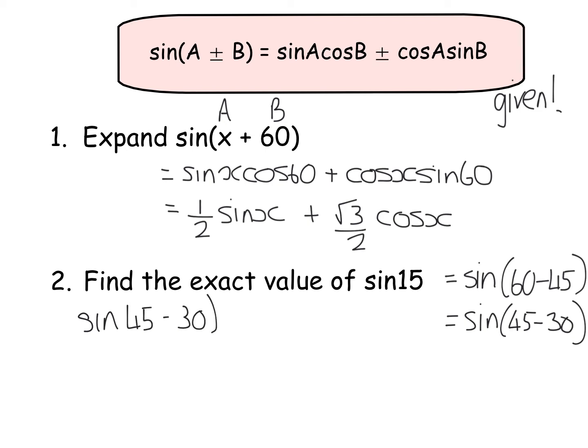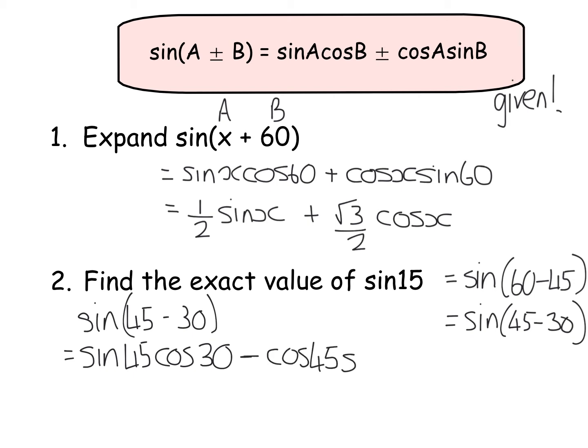I said that wrong. It's sine bracket 45 minus 30. So my a value gets replaced with 45, my b gets replaced with 30. So I have sine 45 cos 30. It's a minus in the bracket, so it stays a minus. And then I have cos 45 sine 30.